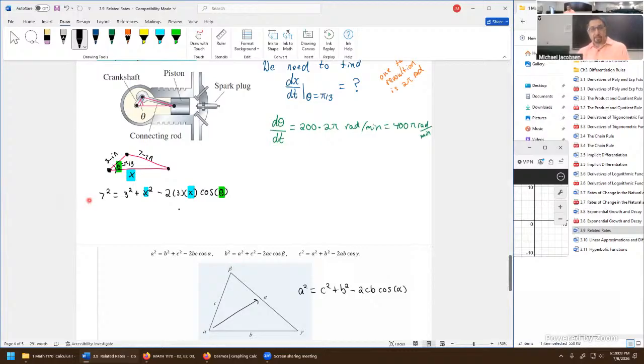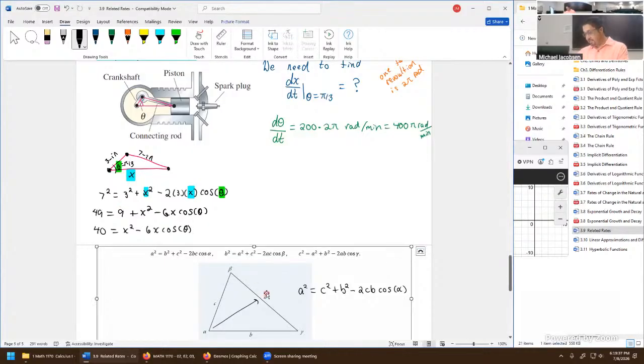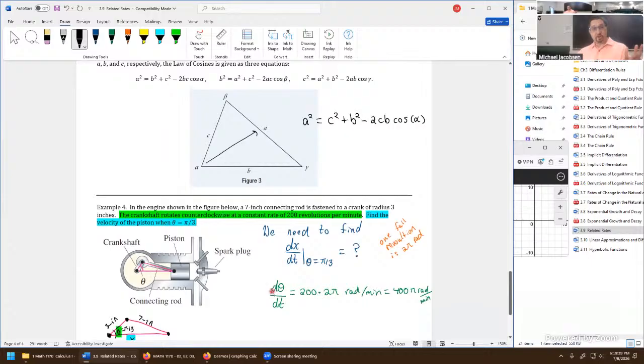There's not a whole lot we could do to simplify, but there's lots going on. So any way you can make it just a little bit nicer to look at is well worth it. We can rewrite this as 49 equals 9 plus x squared minus 6x cosine theta. Subtract 9 from both sides, and now we have 40 equals x squared minus 6x cosine theta. Hide this for the moment, still available up above in the notes.